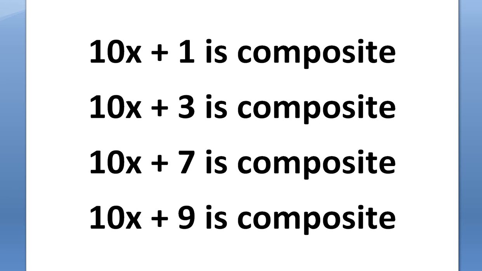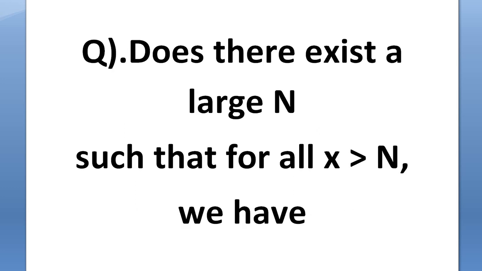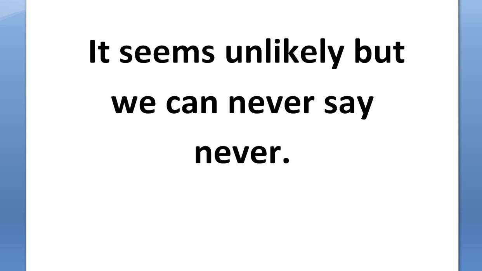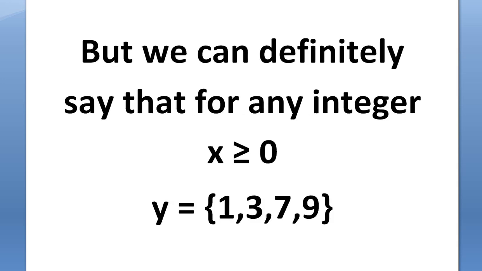However, we do know that there are infinitely many primes. So it's not going to happen for all of them. You wouldn't have all of those sets being composite for some large n. But it could happen for 1 or 2 or 3 of them. It seems unlikely, but we can never say never.